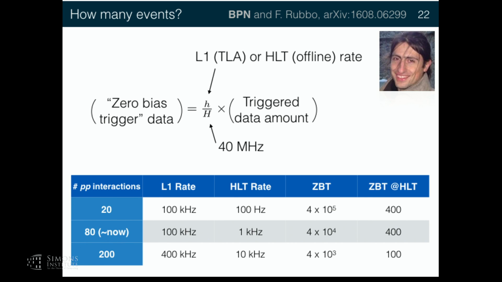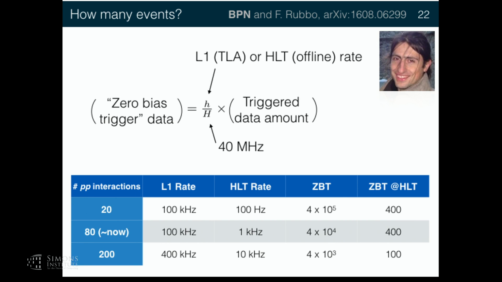Depending on the number of collisions you have, this is roughly what we have right now. The number that I think you heard before is that 1 kilohertz is basically what we write out to tape right now. That means your effective prescale from the zero bias data set would be something like 10 to the 4 if you do the analysis offline, and 400 if you do the analysis in the software trigger. This is really important because it's like a lower limit. Basically, you don't have to worry.